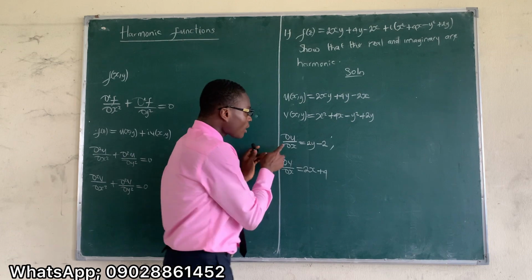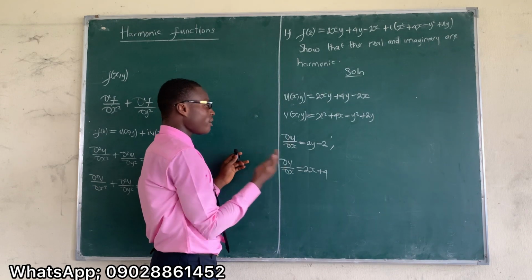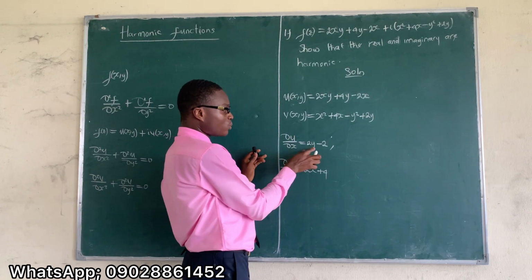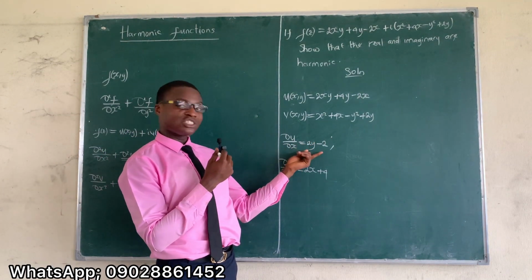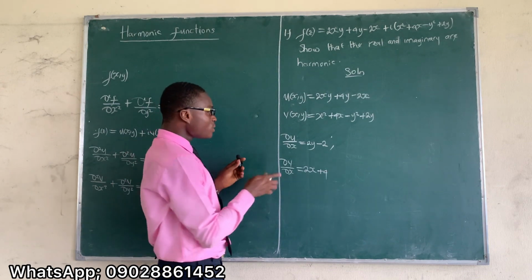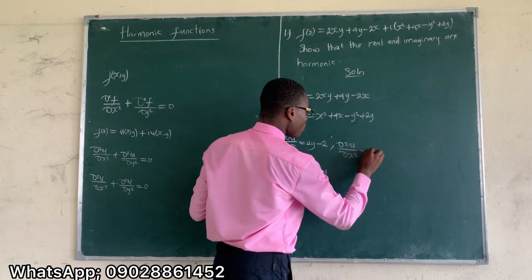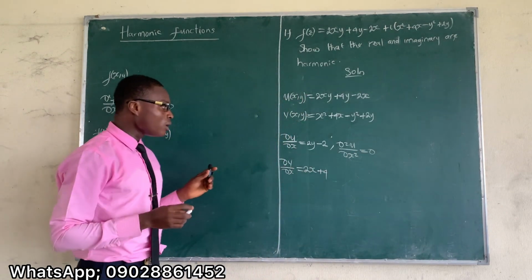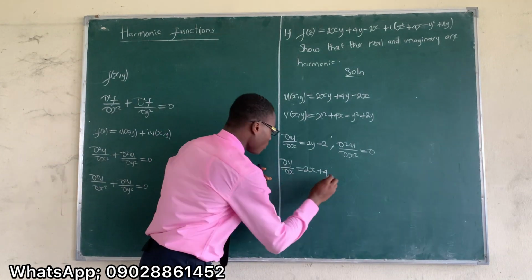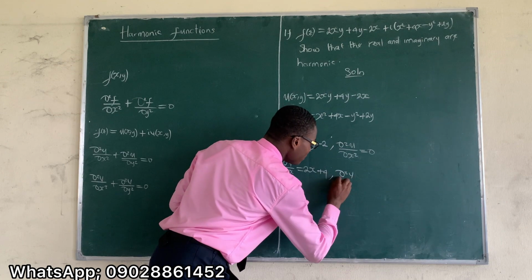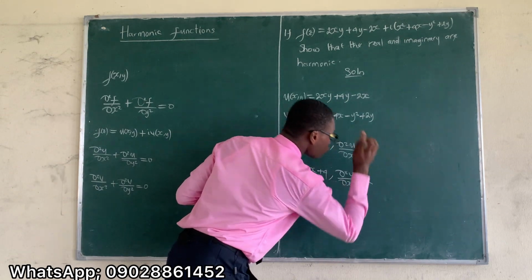And also, let's differentiate again with respect to x to obtain the second partial derivatives. Differentiate partial u partial x with respect to x. Observe that there's no variable x here, so if we differentiate it, we are going to have 0. So it means that partial square u partial x square is equal to 0. And also differentiate the imaginary part with respect to x again, we are going to have partial square v partial x square is equal to, differentiate 2x here, you have 2.